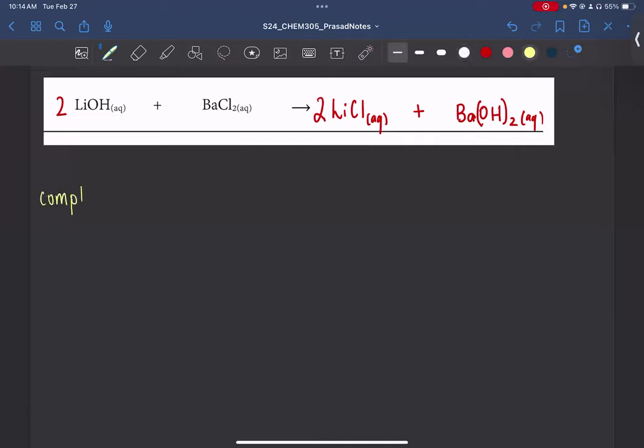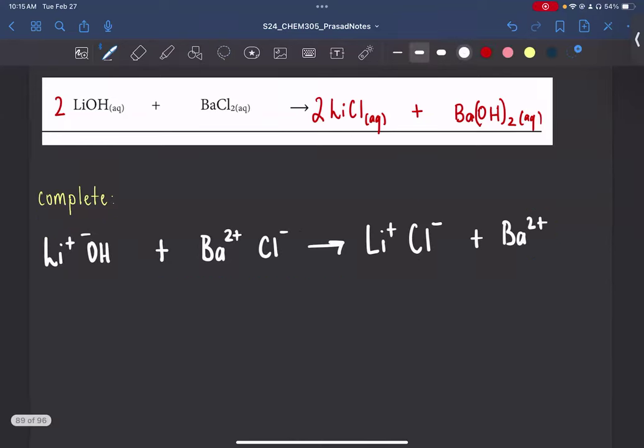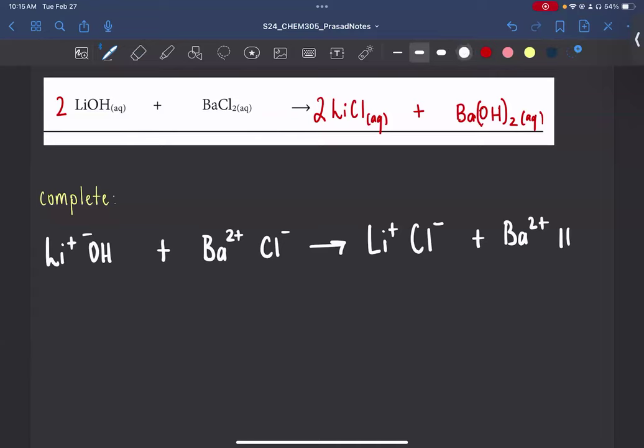We write the complete ionic equation first because it allows us to identify the ions present. From left to right, we split aqueous species and we end up with Li+, OH-, plus Ba2+, Cl-, to give us Li+, Cl-, Ba2+. I always run out of space with this topic, so bear with me here. And OH-. All of them are aqueous species, so we split all of them.